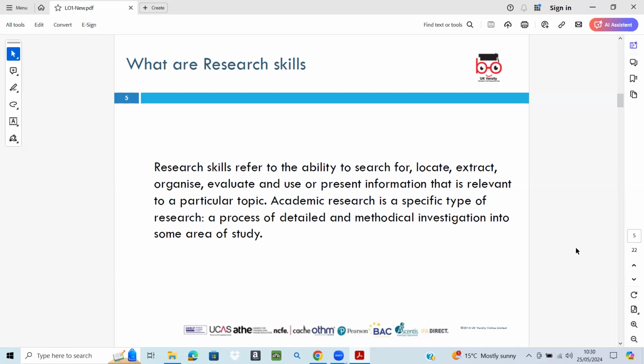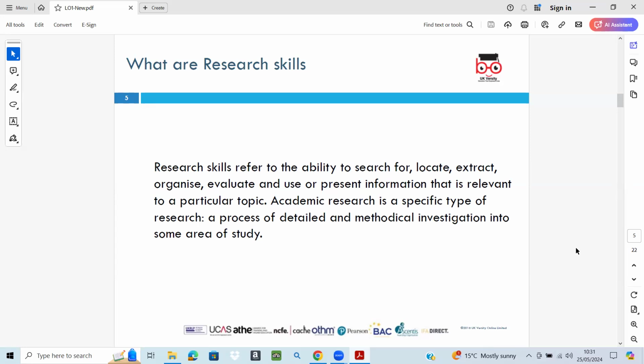So some of the key components of research skills are searching for information. An example is using academic databases like PubMed, Google Scholar, or we can use the library resources from the university as well, and we can find literature on a specific health issue. For example, the impact of exercise on mental health.